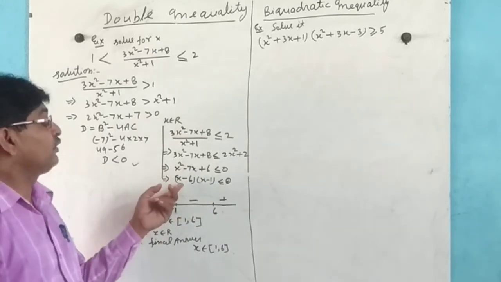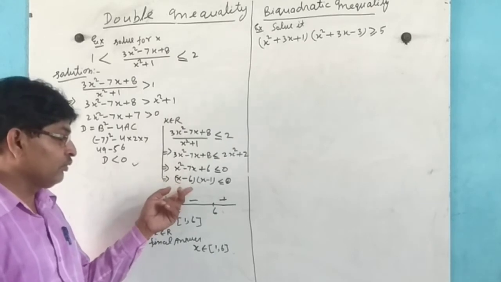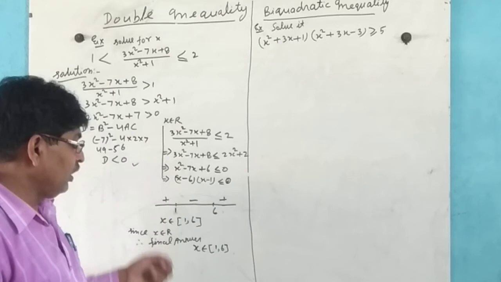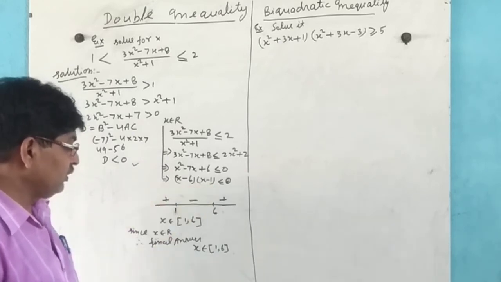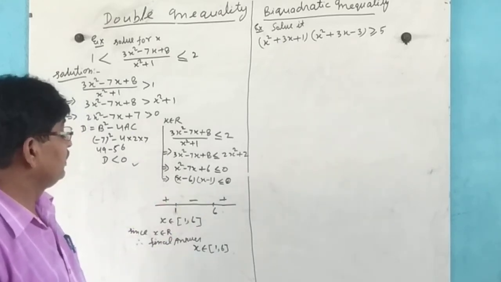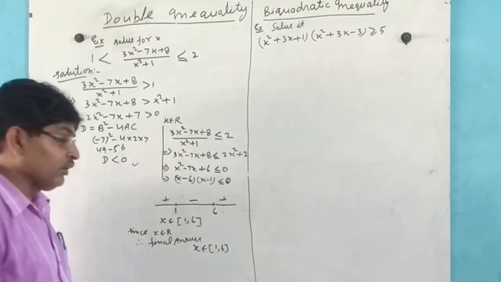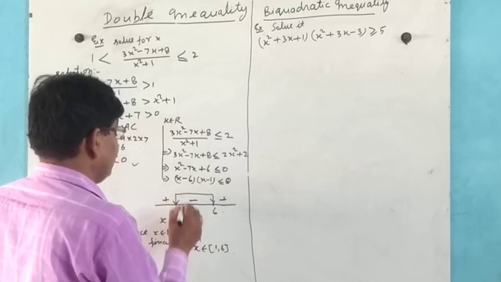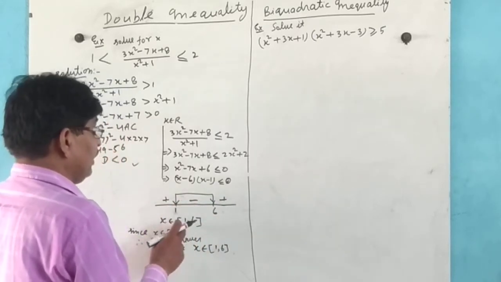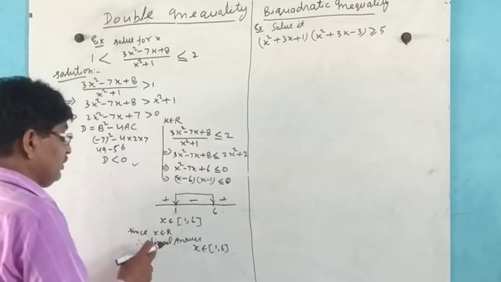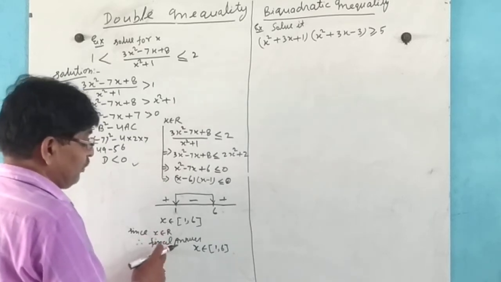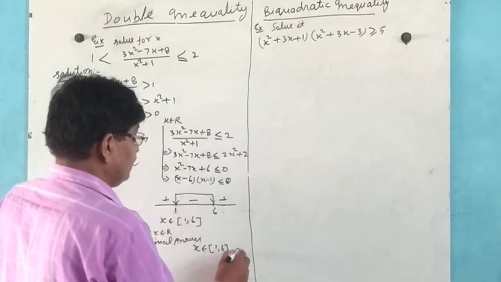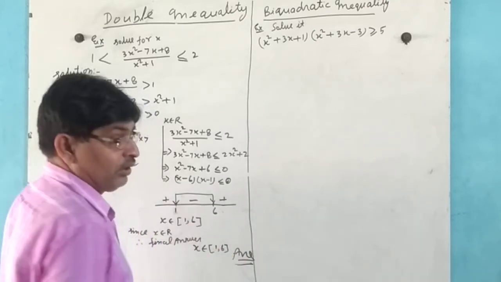Now x minus 6 equals 0, x equals 6, and x minus 1 equals 0, x equals 1. Now, since this is a less than inequality, we take the negative part, this part, so x belongs to 1 to 6. So our final answer is x belongs to [1, 6]. This is our final result.